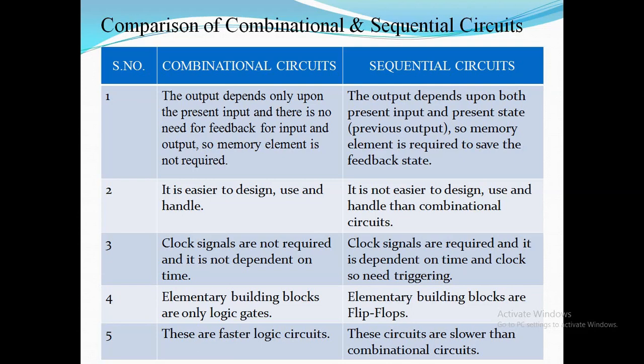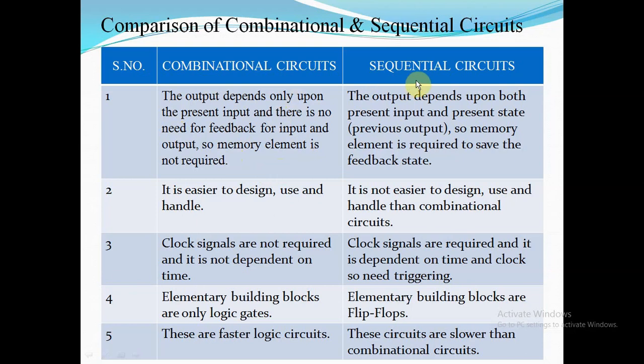Combinational circuit and sequential circuit. The combinational circuit depends only upon the present input, and there is no need for any feedback for input purpose as well as output purpose. A memory element is not required for the combinational circuit.